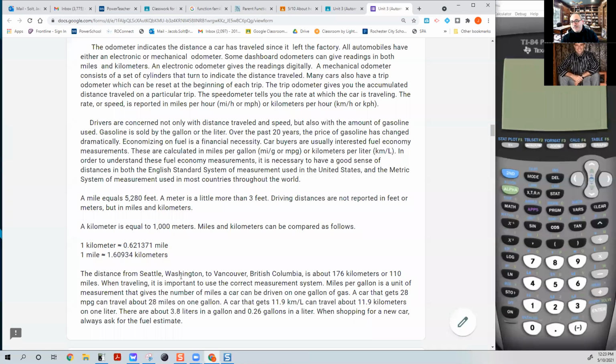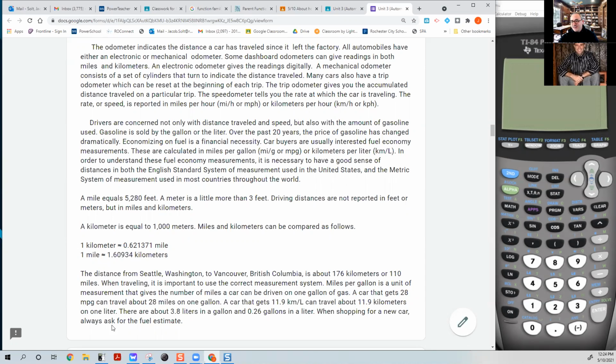To give you an example here, if you guys know where Seattle, Washington is, out west. If you were to travel from Seattle, Washington to Vancouver, British Columbia in Canada, it's about 176 kilometers, or you could say it's 110 miles, right? A kilometer is quite a bit less than a mile. Therefore, there are always going to be more kilometers than miles when you put them side by side over the same distance. Yeah, conversions. When traveling, it's important to use the correct measurement system.